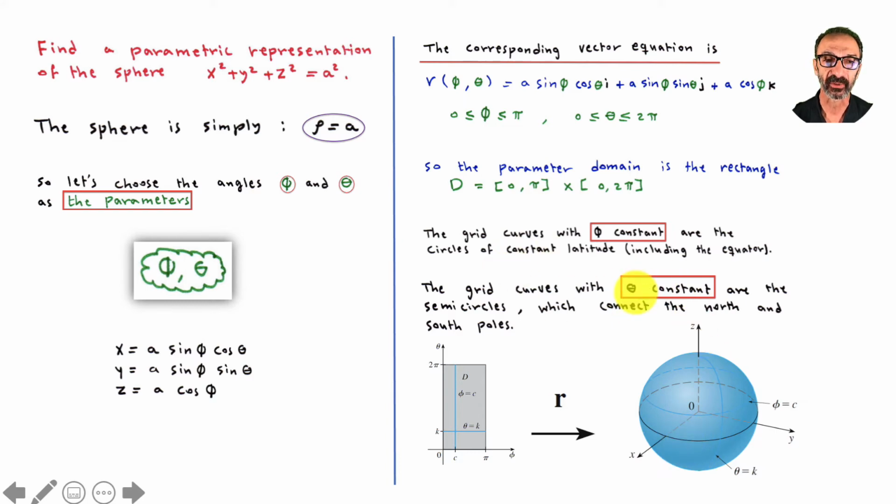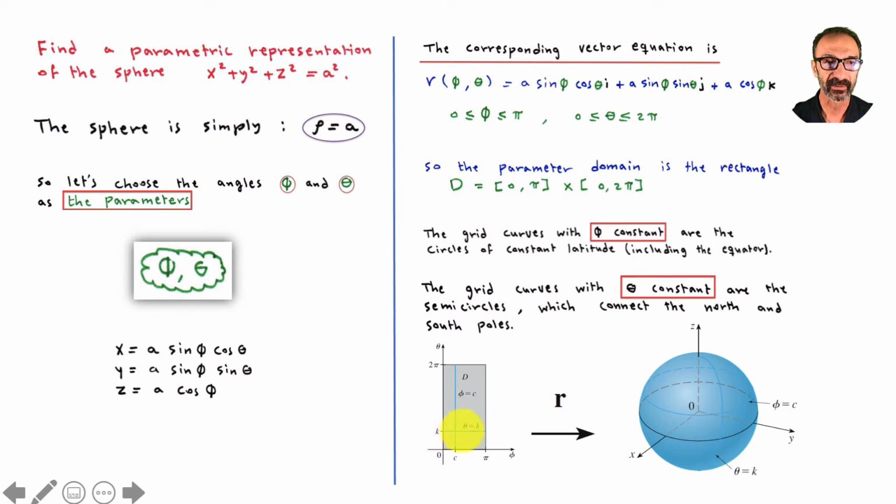On the other hand, when theta is constant, like k, you're going to deal with a semicircle. You see this semicircle is not going the other way, because theta will change from 0 to 2 pi. You're going to cover all the semicircles, the sphere being made of semicircles.